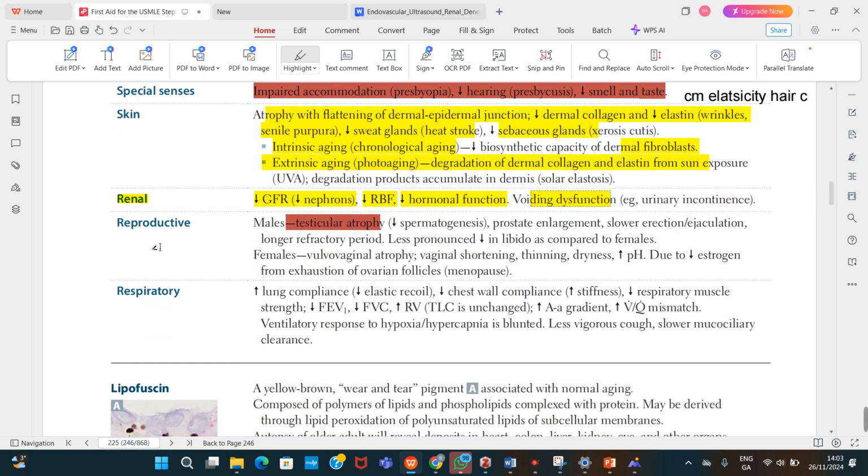They can also have some reproductive issues. In the males, they have testicular atrophy, which is self-explanatory. The gonads are wearing out. Spermatogenesis drops. They can have BPH, because the risk factor for BPH is increasing age. That's the commonest risk factor.